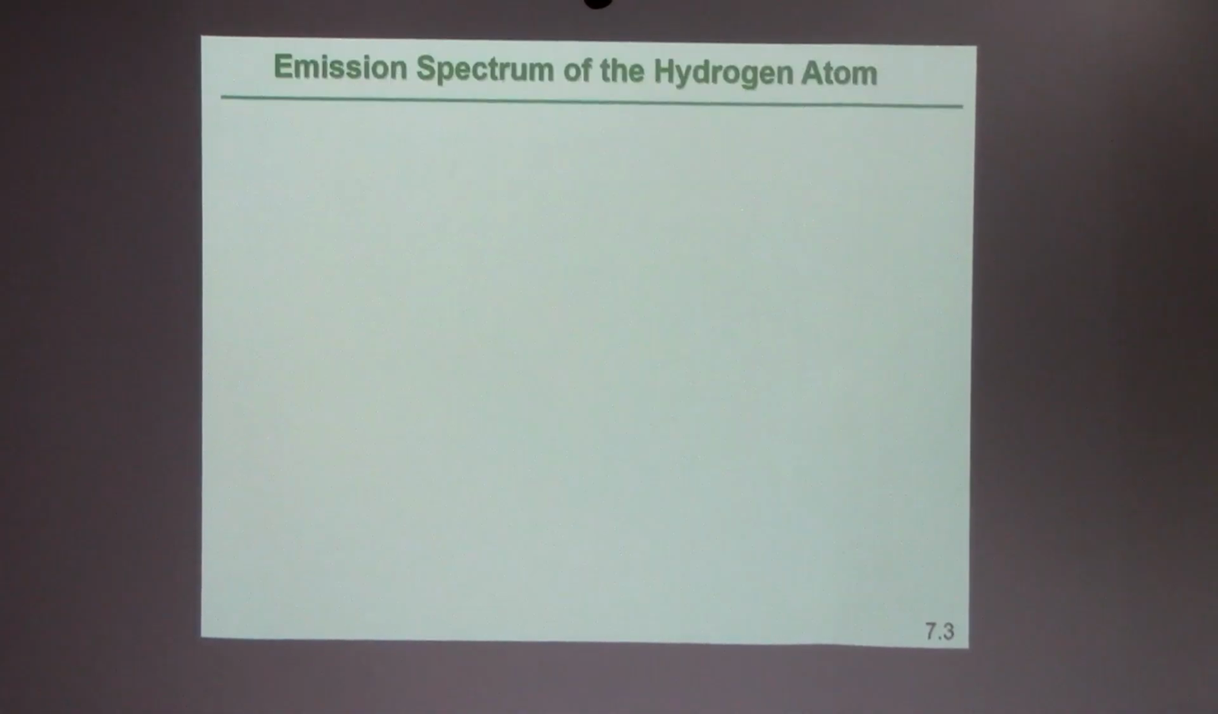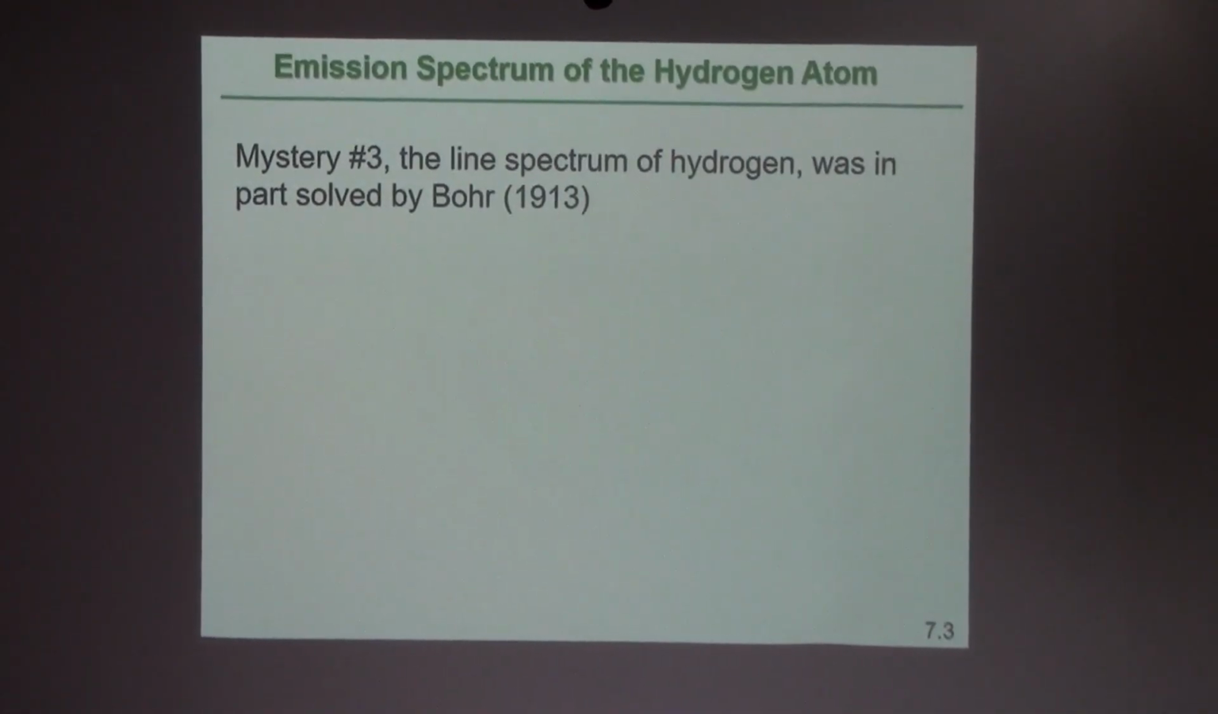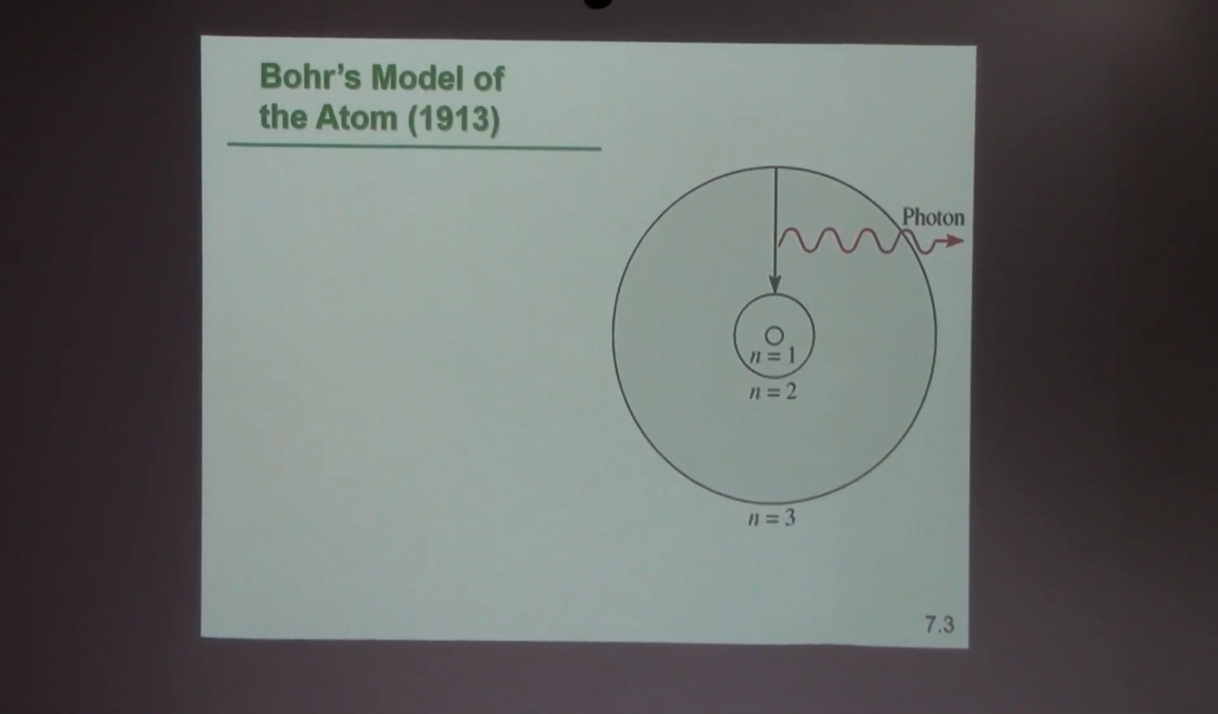Mystery number 3, the line spectrum of hydrogen, was in part solved by Bohr in 1913. Bohr developed a model of the hydrogen atom in which the energy of its single electron is quantized, limited to certain energy values determined by an integer, the principal quantum number. According to the Bohr model, 1. Electrons can only have specific, quantized energy values.